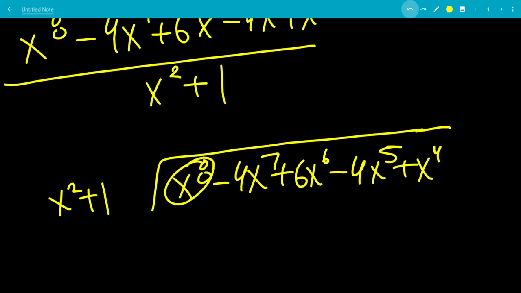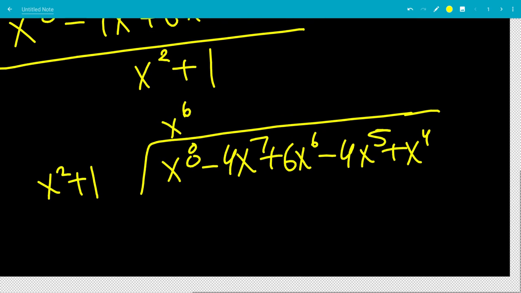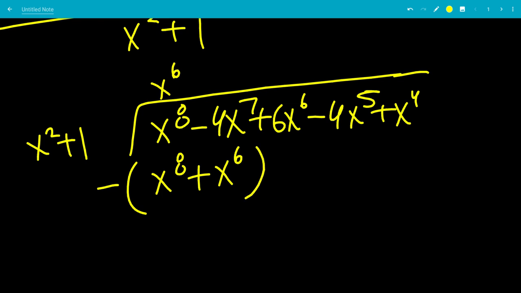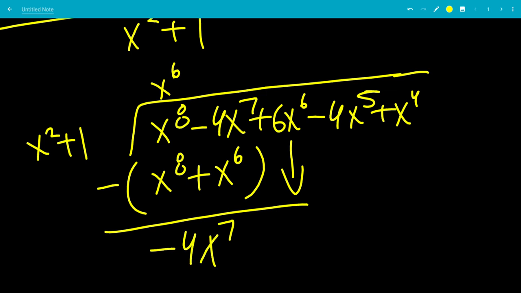We have to multiply x squared by x to the sixth to get x to the eighth. Now we multiply that back in, so that'll be x to the eighth plus x to the sixth, multiplying x squared plus 1, x to the sixth. Then when you subtract these, we'll bring this one down. So we're going to have minus 4x to the 7th, plus 6x to the 6th minus, because we have the minus sign, x to the 6th. So that will turn into 5x to the 6th.